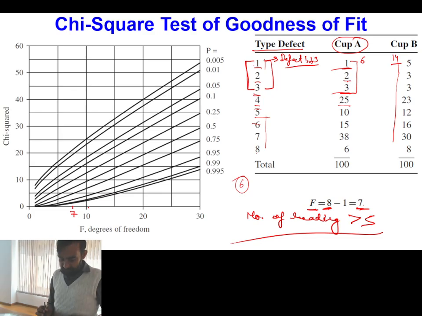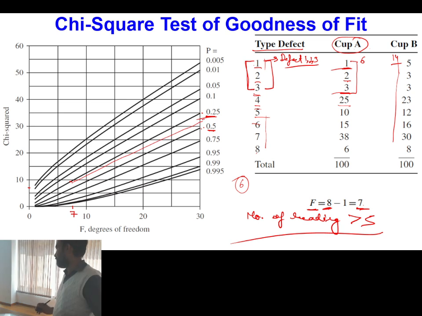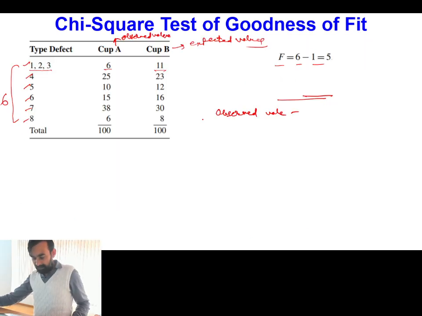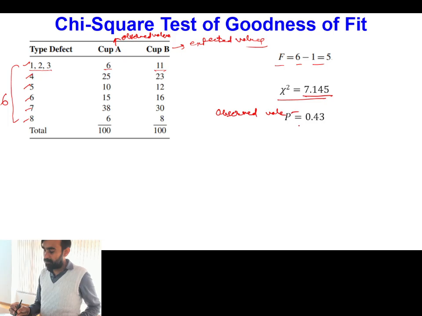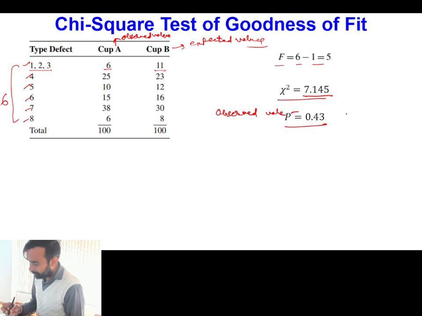So chi-square equal to 7.145, close to here, you can calculate the corresponding value of P. And the corresponding value of P, if you test, it will be coming close to this 0.5. So ultimately the value is 0.43.